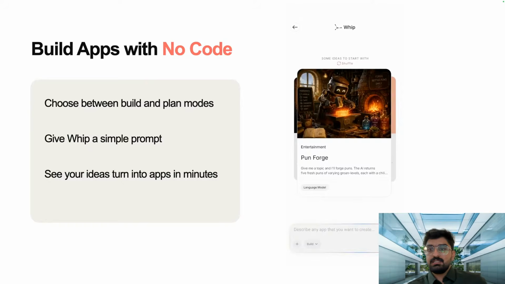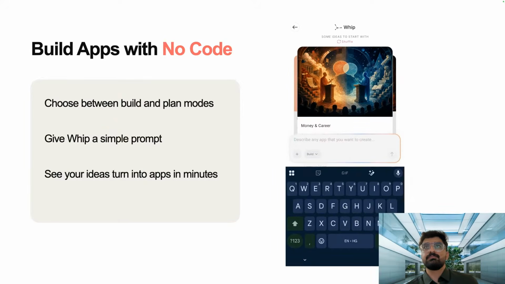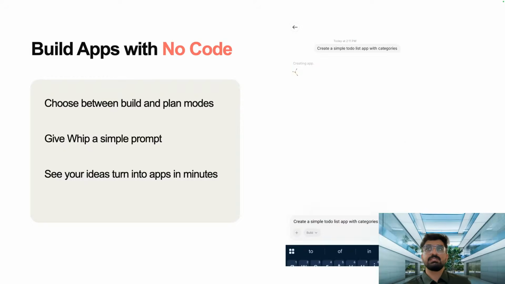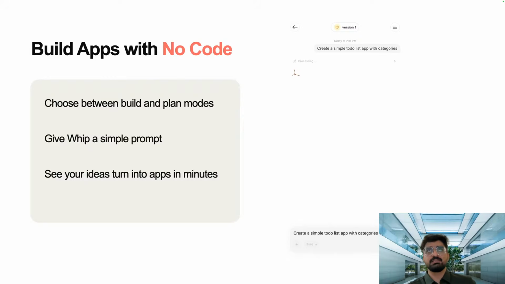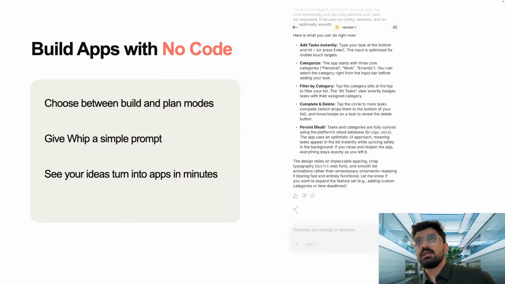Now, let's see app creation in progress. So, this is a screen grab of our creation flow. Here, you choose either build or plan mode. Once you choose the build mode and you give it a prompt, the agent just starts creating the app. Here, we are creating a simple to-do list app with some categories. It starts processing. This can take a couple of minutes. It takes a couple turns, designs it in the best way possible. You can give it more prompts and describe what kind of design you want, and the agent will comply.